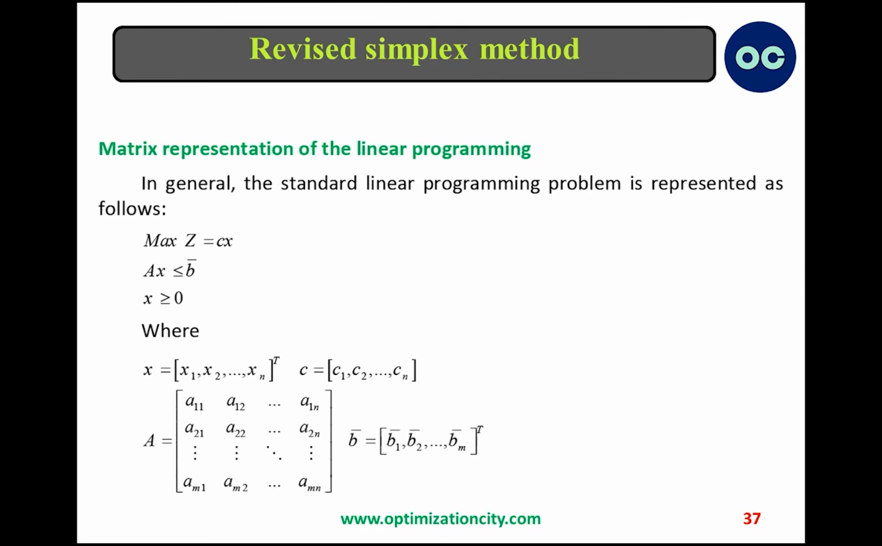To represent the standard linear programming model, we use the matrix as follows. Let's see the following model as a matrix. So we are going to maximize z equals c times x, subject to A times x less than or equal to b bar, and x is non-negative, where x is a vector including x1 till xn, c is a vector as well, c1 to cn, A is a matrix that includes the coefficients of the variables for the functional constraints, and b bar is a vector that includes the right-hand side of the constraints.